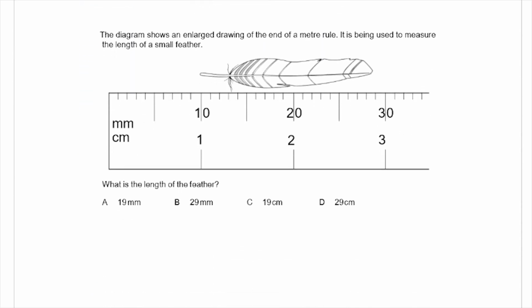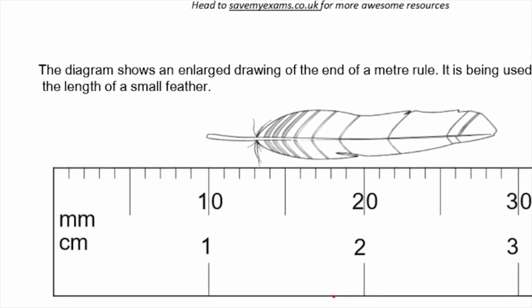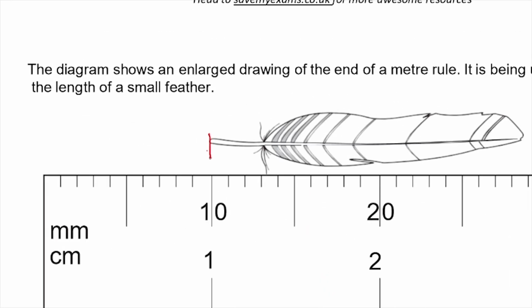So we'll go straight away with question 1 here. The diagram shows an enlarged drawing of the end of a meter rule. It is being used to measure the length of a small feather. What is the length of the feather? So if you look at this question here, this is the feather. It's starting from here. If I might draw the line, it's starting from that point.